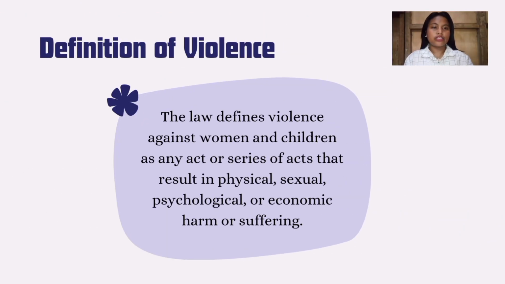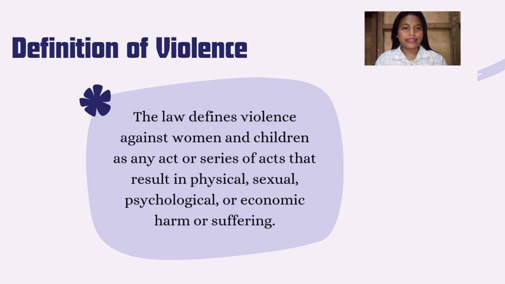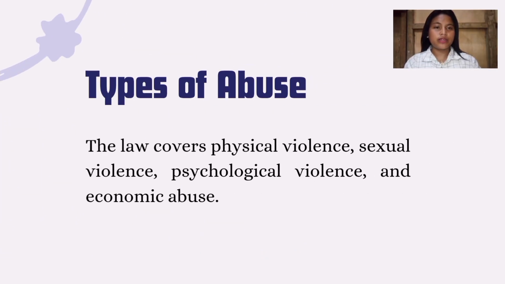So what is violence? This is the definition of violence. The law defines violence against women and children as any act or series of acts that results in physical, sexual, psychological, or economic harm or suffering. Under Republic Act 9262, there are types of abuse. The law covers physical violence, sexual violence, psychological violence, and economic abuse.